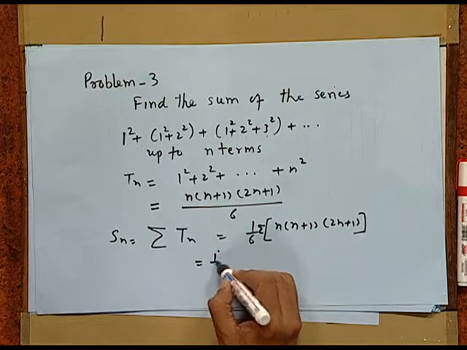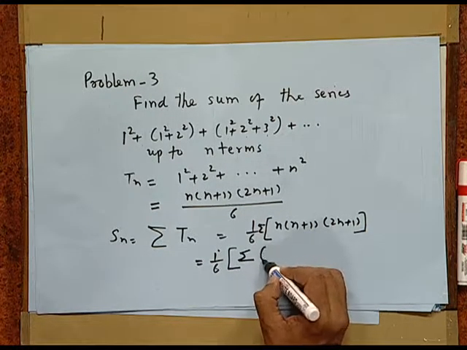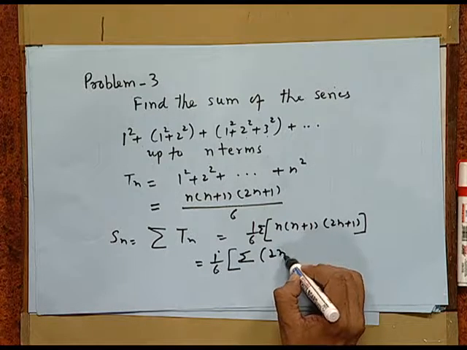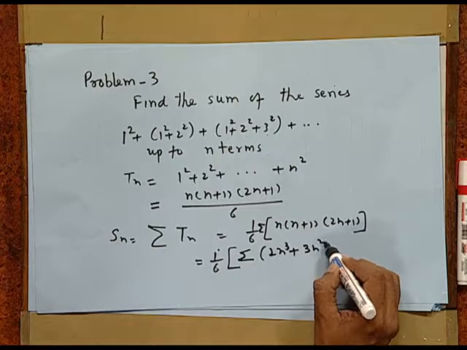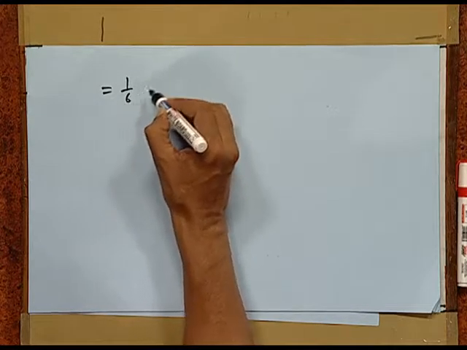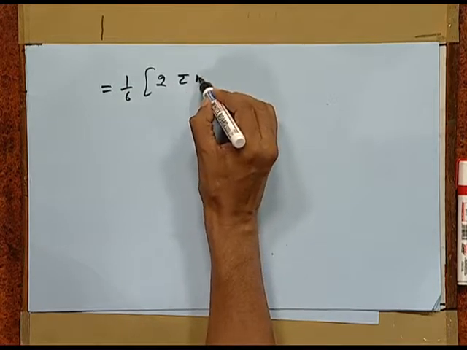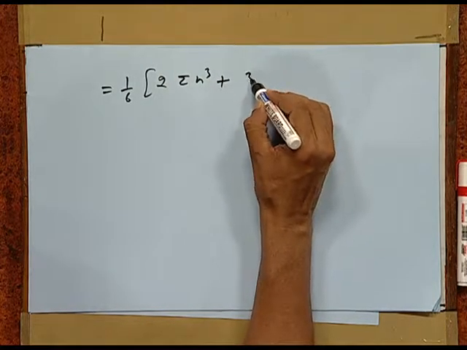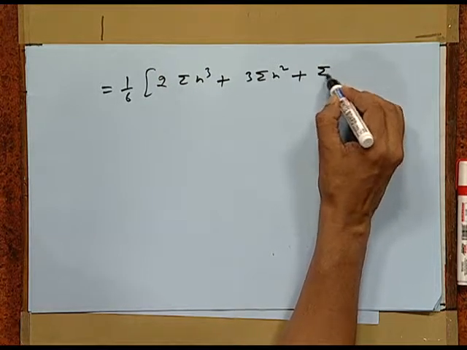which equals 1 by 6 times sigma 2n cube plus 3n square plus n, which equals 1 by 6 times 2 times sigma n cube plus 3 times sigma n square plus sigma n.